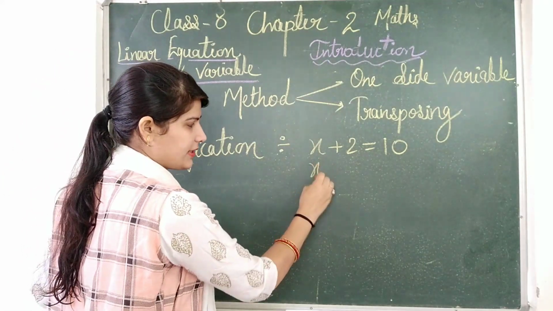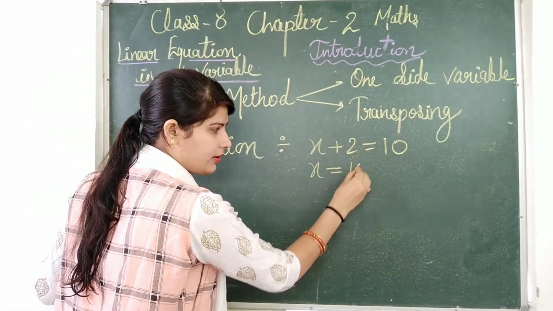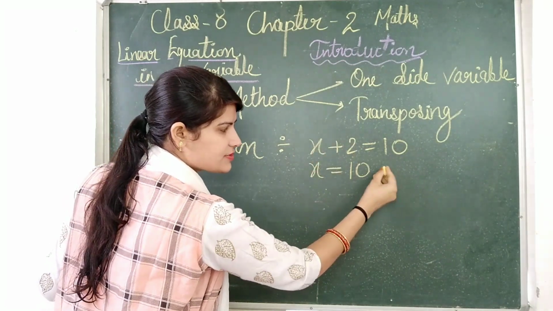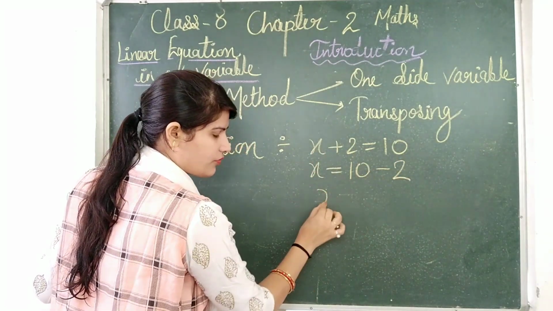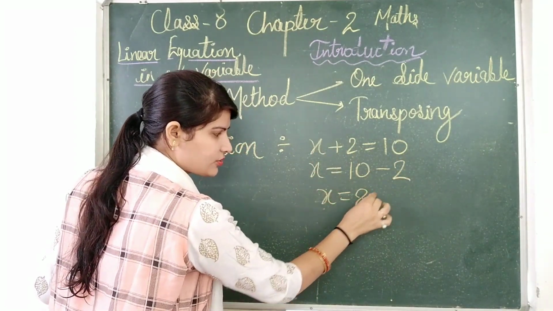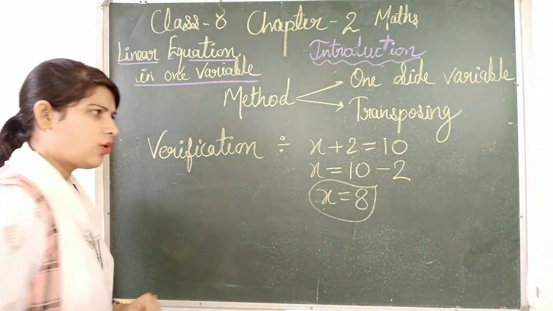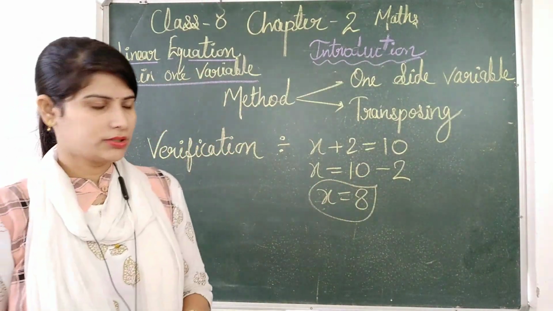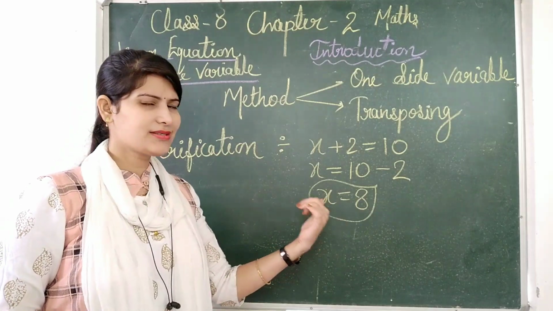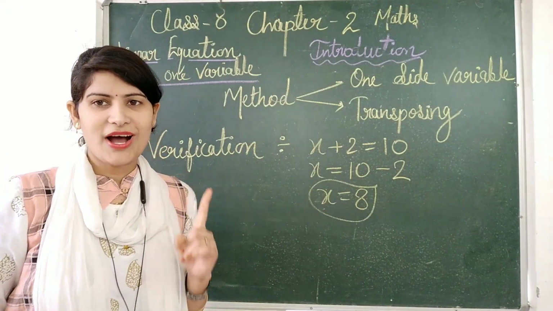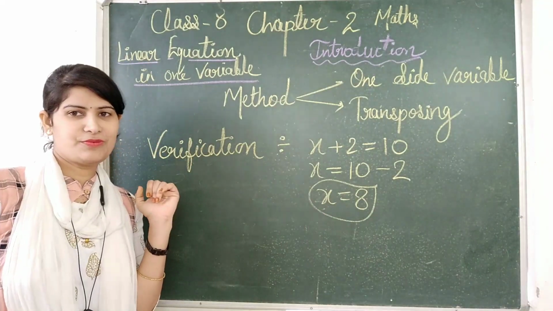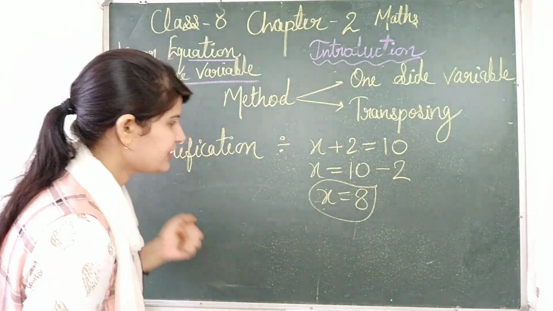So x equal to 10, plus 2 will transfer as minus 2. What will we get now? x is equal to 8. Now if I have a doubt that my answer is right or wrong, I use the verification method. So what is the verification method?